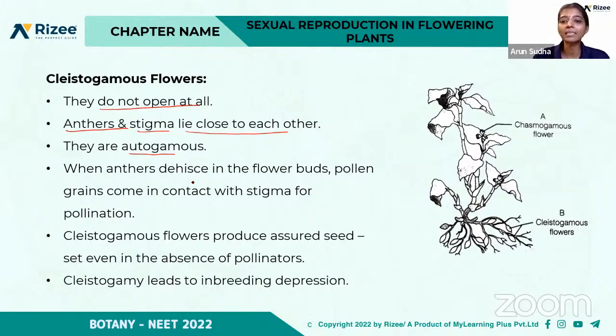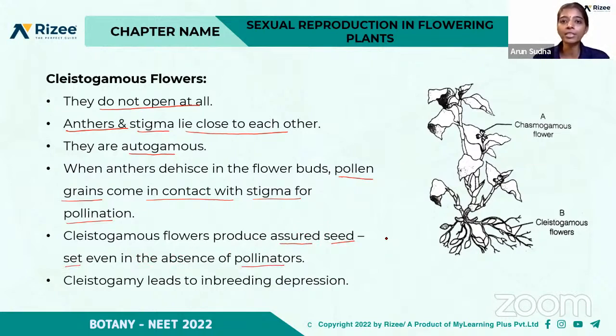So when anthers dehisce in the floral buds, the pollen grains come in contact with the stigma for pollination. Whenever the dehiscence occurs, the pollen grains come in contact with the stigma. This is the only way of pollination that can occur in cleistogamous plants, that is autogamy, right? Cleistogamous plants produce assured seed set even in the absence of pollinators.